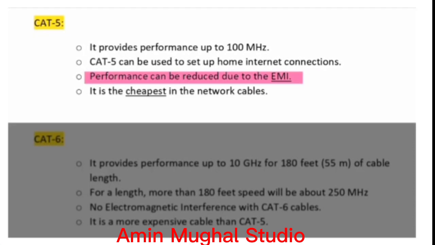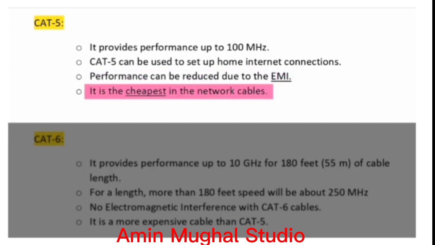Another disadvantage of this cable is electromagnetic interference. When a Cat5 cable is faced with electromagnetic disturbances from external factors, the performance of the cable can be reduced and the data transmission speed will also decrease due to this interference problem. Clear? And when you are taking cost into consideration, this is the cheapest option. Cat5 cable can fit into your budget easily.